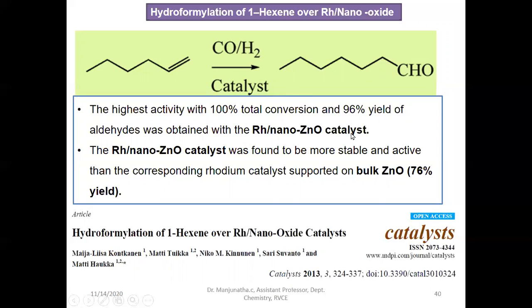This nano zinc oxide catalyst was found to be more stable and active than the corresponding rhodium catalyst. When they used bulk ZnO along with rhodium, the yield was only 76%. So from this experimental evidence, we can say that the nano catalyst increases the efficiency of the reaction.